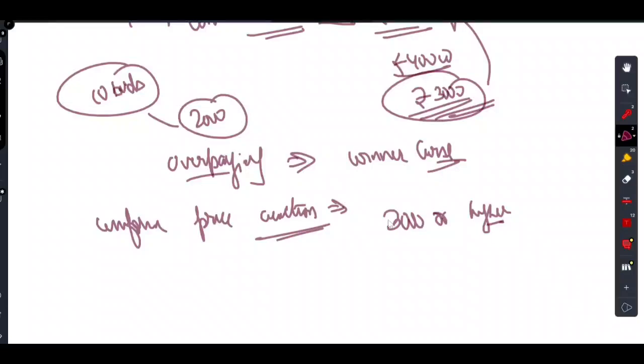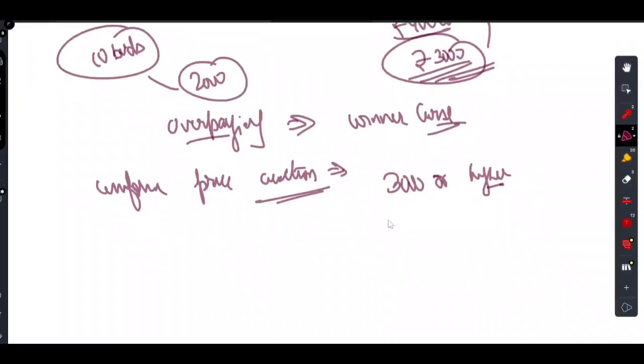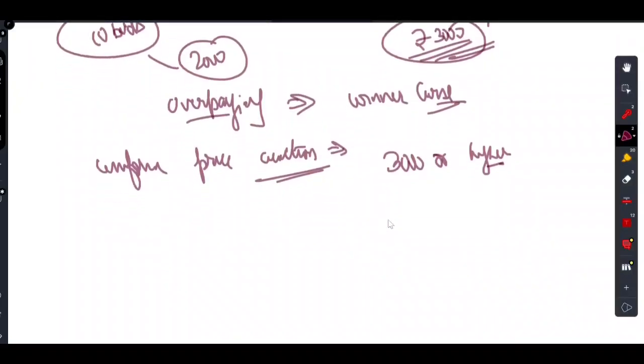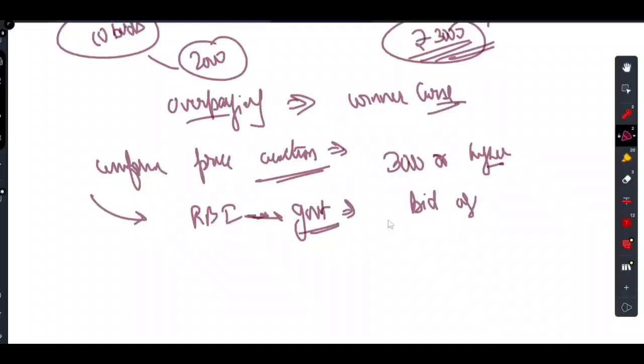So the RBI uses this method for government bonds, so that banks are not afraid to bid aggressively. That is the point. They know if they bid aggressively, they only have to pay the minimum, that is the cutoff, and whatever they have paid above that will be returned. That is the point.